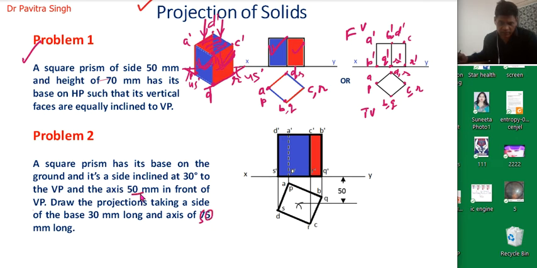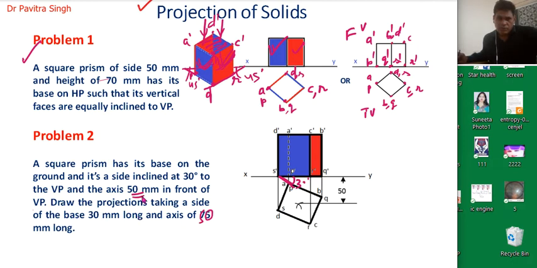Okay, axis is 50 mm. Clear? So now only one difference is there between the first and second problem. In the first problem, the side of this prism is equally inclined with the vertical plane. So actually this angle is 45, means this is also 45 degree. But in the second problem, this side is inclined 30 degree with the vertical plane.